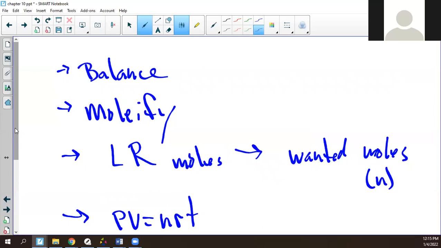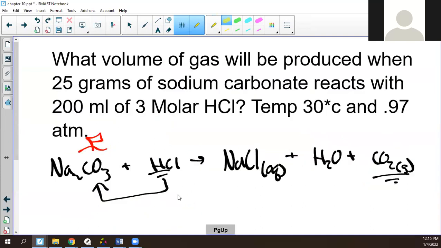We're going to take the limiting reactant moles and determine how many wanted moles are available. And then finally, we'd be ready to do the math. The wanted moles will always be the N value. Okay, so then we're off to the races. And it won't be bad because we've done this like 4 times already. It's easier the 4th time than the 1st time usually.